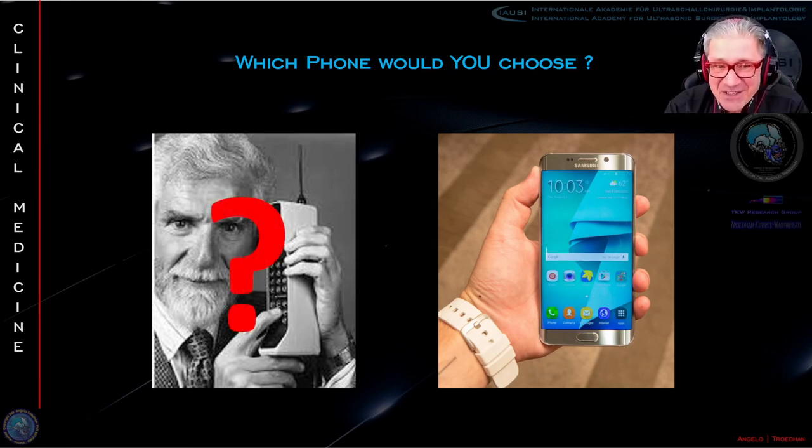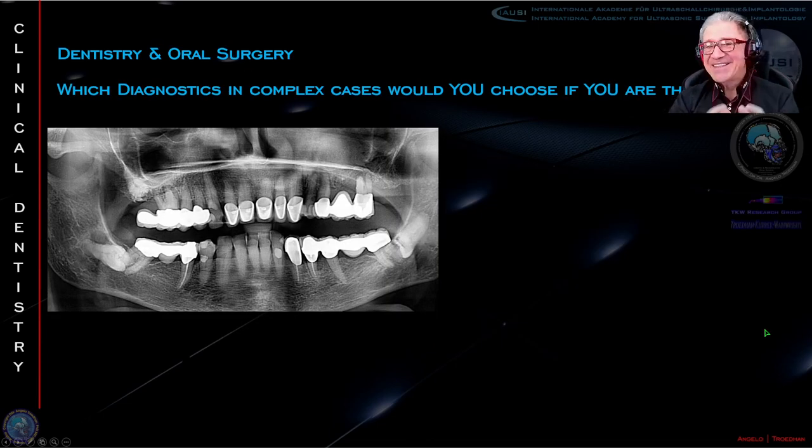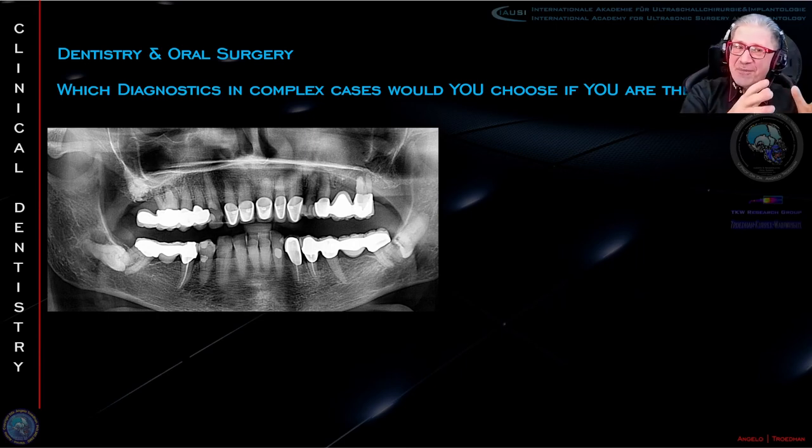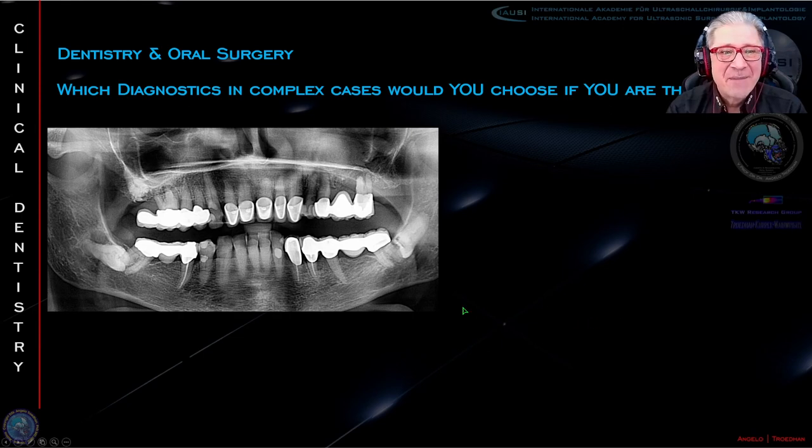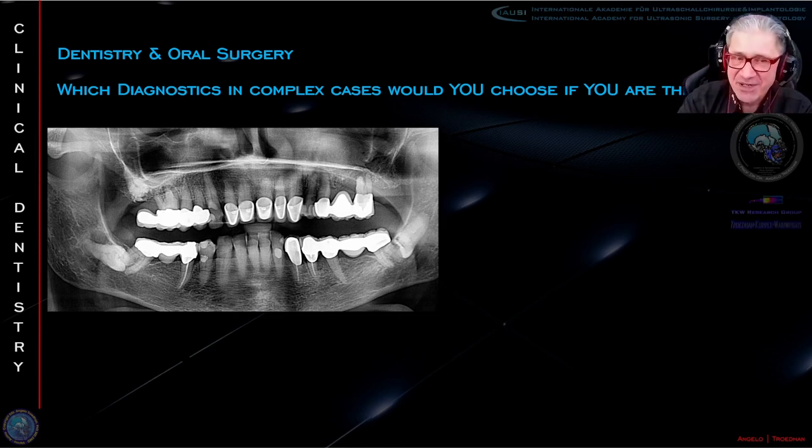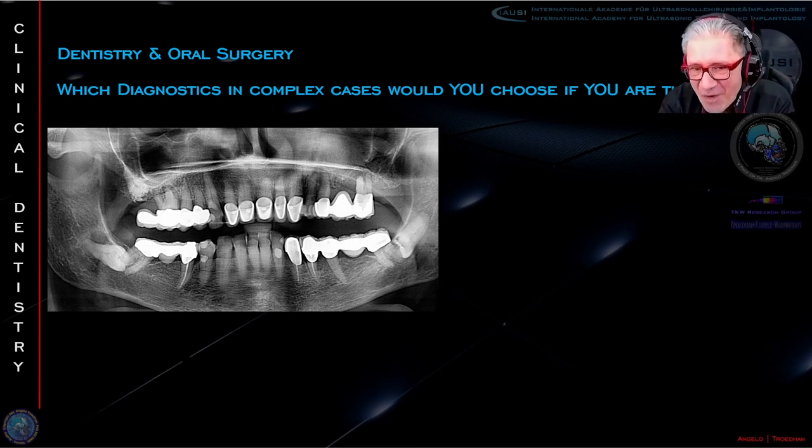So, of course, the question is, would you still buy a phone like this or a phone like this? And it's the same with switching from two-dimensional radiography to three-dimensional radiography. Because, of course, in the everyday routine, when you do an endodontic treatment, etc., of course you will still use two-dimensional radiography like panoramic x-rays and intraoral x-rays. Why? Because we know that in certain cases we don't need to reveal the unseen.